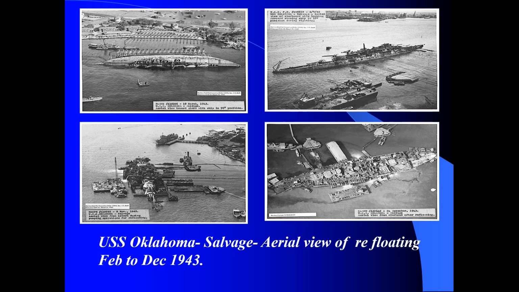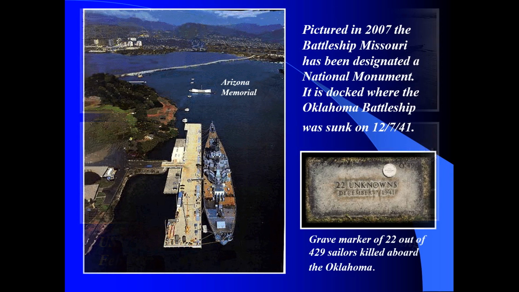Aerial view of the refloating of the USS Oklahoma during the period February to December 1943. She was decommissioned in 1944 and sold in 1946. While under tow to San Francisco in 1947, the Oklahoma sank 504 miles outside of Pearl Harbor. Pictured in 2007, the battleship Missouri has been designated a national monument.